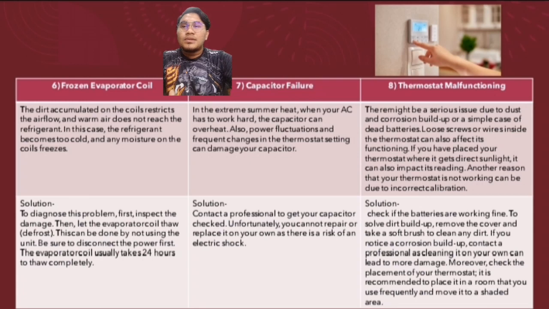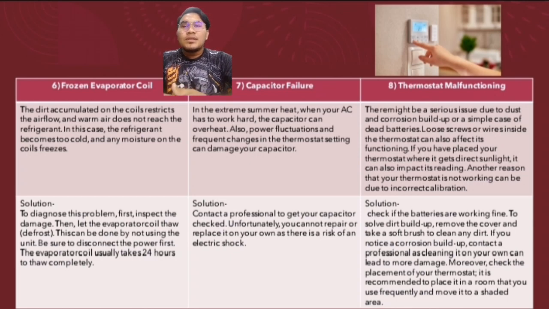Alright, next, number 7 is capacitor failure. In the extreme summer heat, when your AC has to work hard, the capacitor can overheat. Also, power fluctuation and frequent changes in the thermostat setting can damage your capacitor. So the solution for this problem is you need to contact a professional to get your capacitor checked. Unfortunately, you cannot repair or replace it on your own, as there is a risk of electric shock.